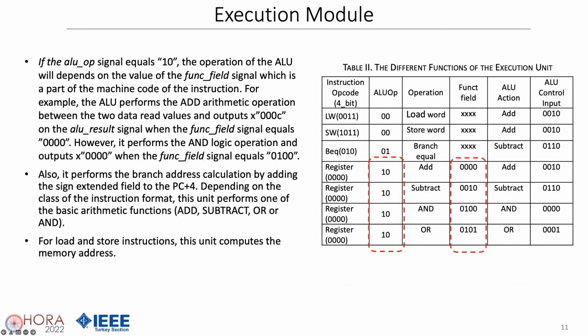If the ALU output signal equals 1, 0, the operation of the ALU unit will depend on the value of the func field signal, which is part of the machine code of the instruction. For example, the ALU performs the add arithmetic operation between the 2 data values when the func field equals 0, 0, 0, 0. However, it performs the AND operation when the func field signal equals 0, 1, 0, 0.